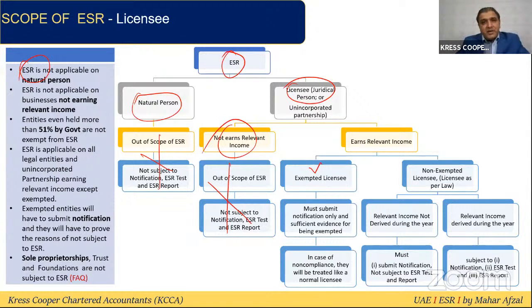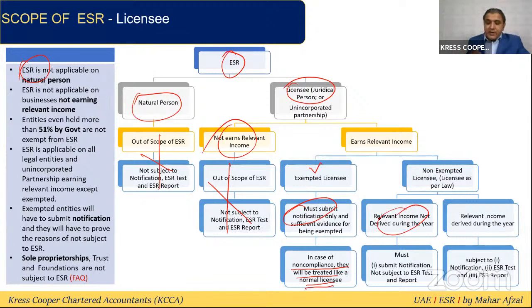If they fall under the exempted licensee category, they will be required to submit the notification. Notification is compulsory for the exempted licensee. If they do not submit the notification, they will be treated like a normal licensee. The same way, a non-exempted licensee as per law, might be they are earning relevant income during the year, might be they have not earned any relevant income during the year.